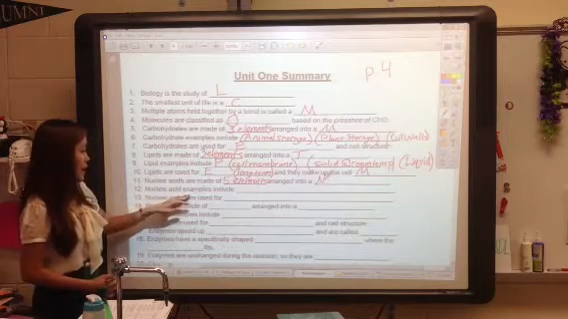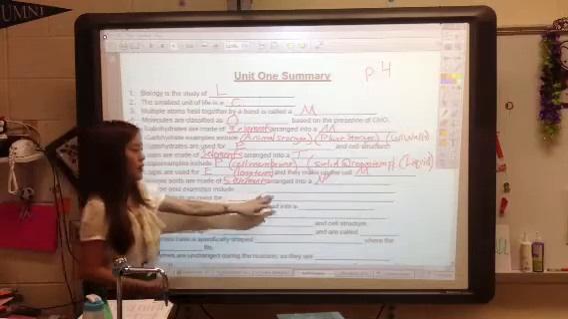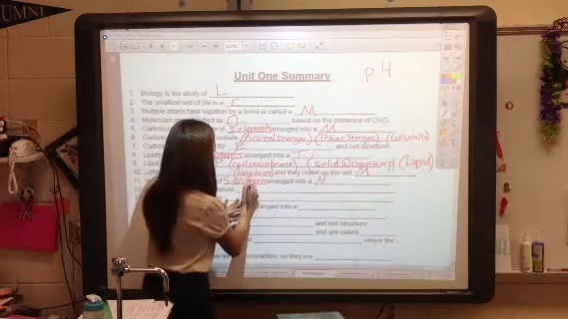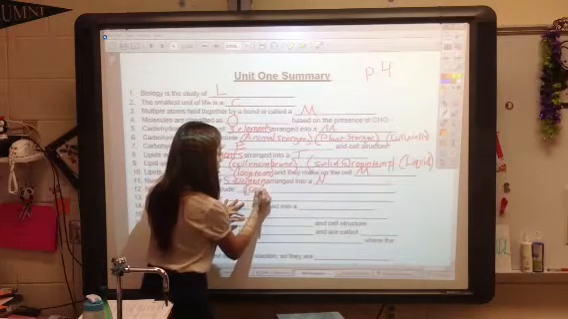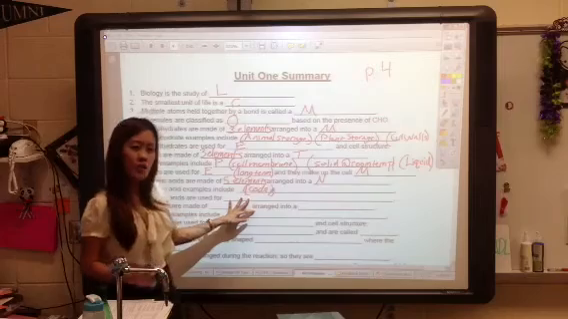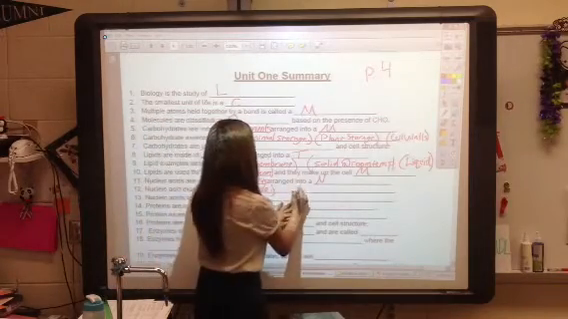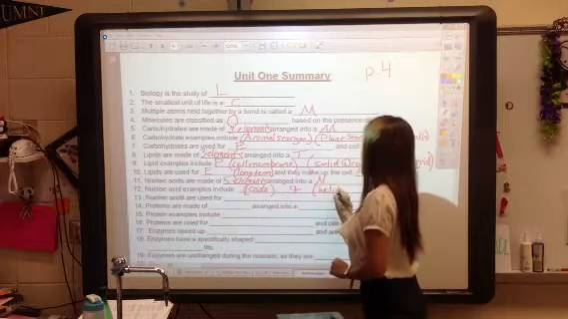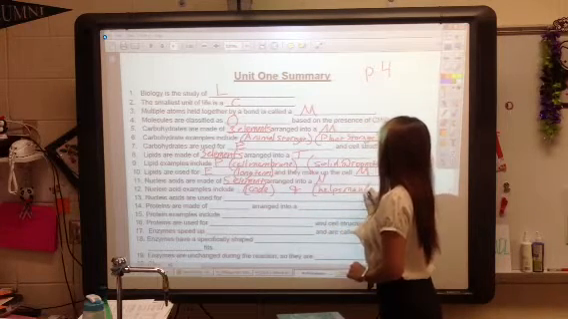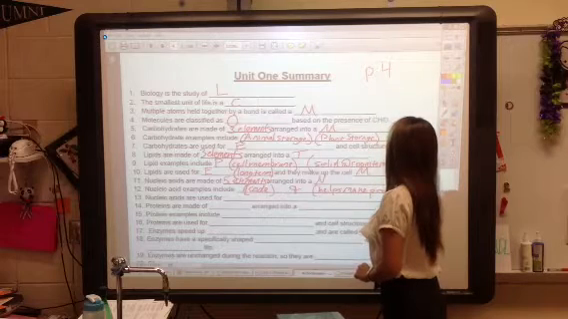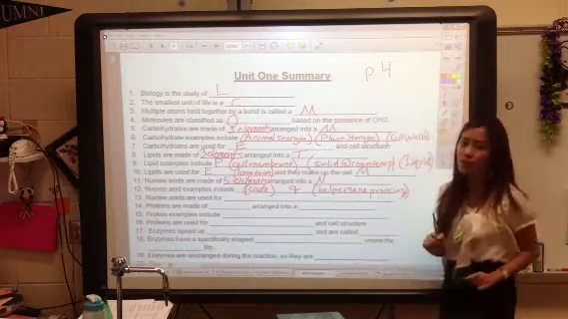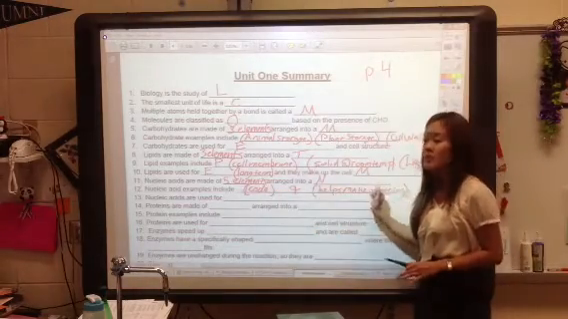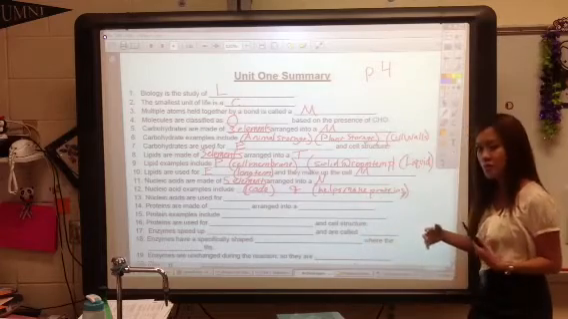Number 12, nucleic acid examples include blank and blank. Here there's 2 of them. One of them should be really familiar to you. It's the code for all living things, for all cells. And the second one helps make proteins. Now you might want to be writing down both things. You might want to write down the word and a little definition or description to help you study.